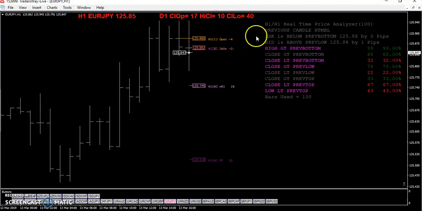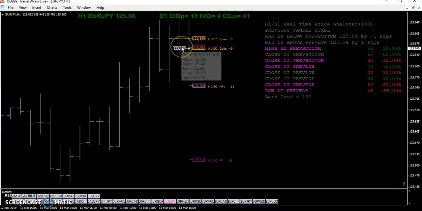And also you see it tells you where the bid and ask is currently, once again, real time. So you see here, right now we are between the candle bottom and the candle low, and that's why you're getting these readings. So I hope that gives you a clue.